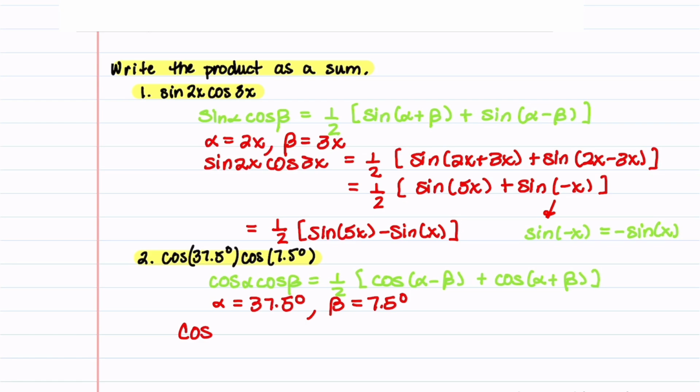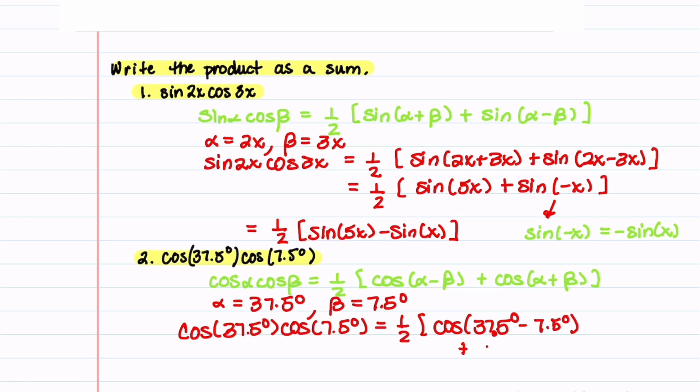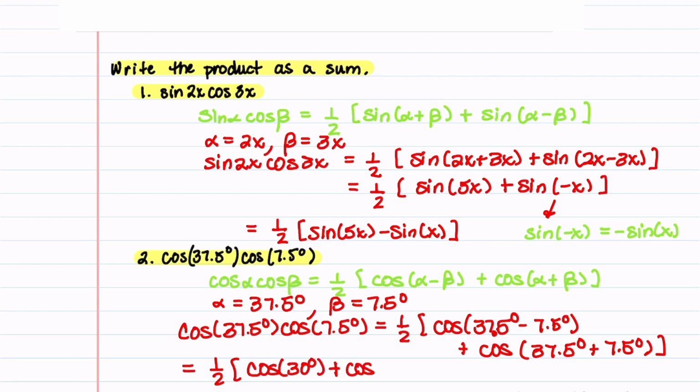We have cosine 37.5 degrees times cosine 7.5 degrees. And that's going to be equal to 1/2 cosine of alpha, which is 37.5 degrees, minus beta, which is 7.5 degrees, plus cosine of these two added. So 37.5 degrees plus 7.5 degrees. This gives us 1/2 times cosine of 30 degrees plus cosine of 45 degrees.